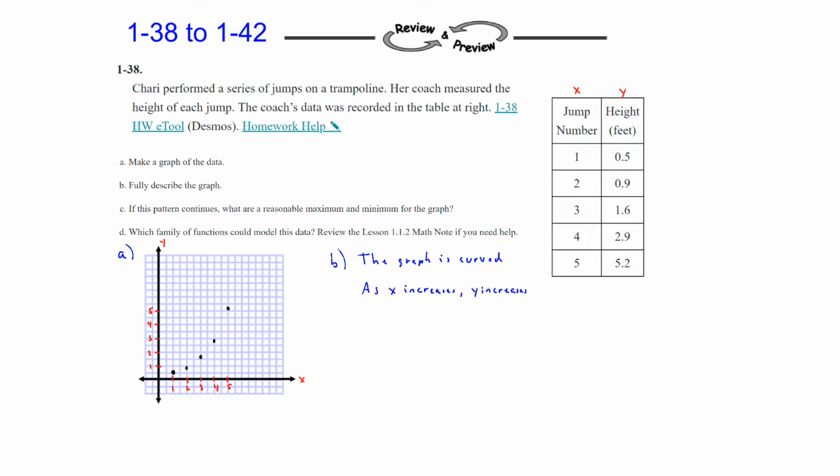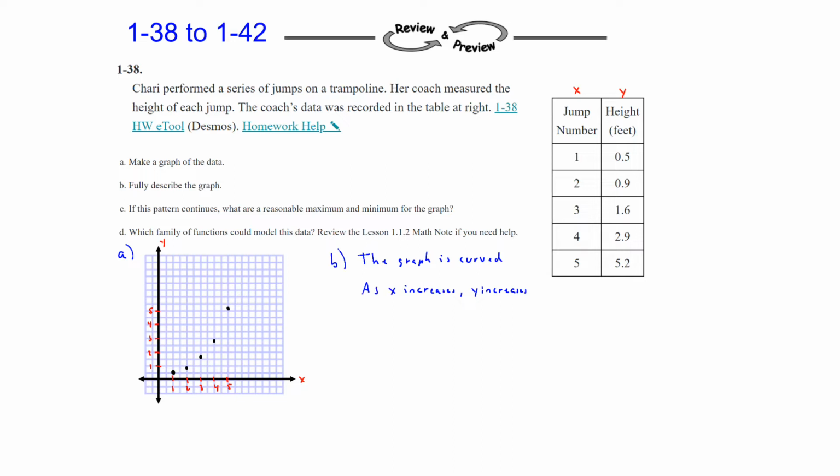It doesn't appear we have an x-intercept or a y-intercept. If anything, we could say at jump 0 we had a height of 0, so we possibly could say that the graph would hit at the origin, but it's not part of our table, so we won't include that right now. It doesn't appear to have any symmetry. So for right now, that's about what we can say.